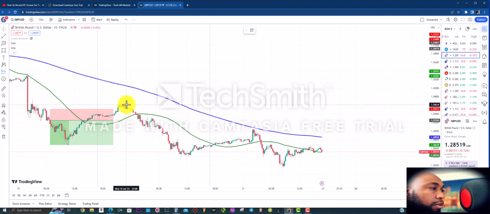Price pushes up in Asia, gets trapped between the 50 and the 200, pushes down. This one I don't like, but you could have taken that one.